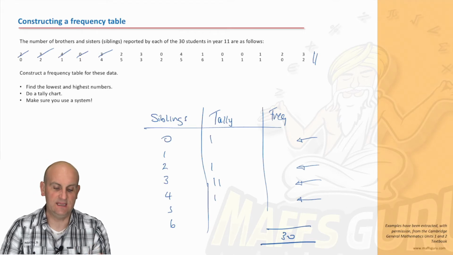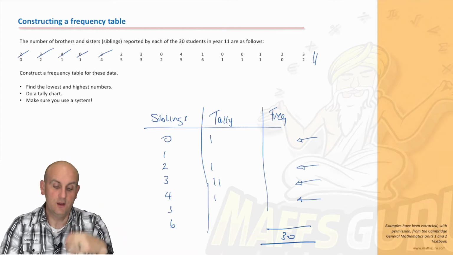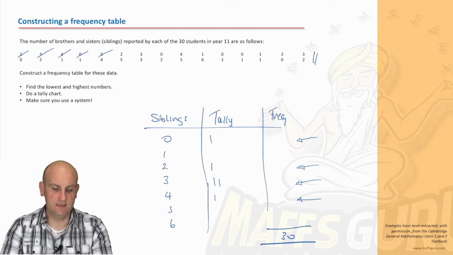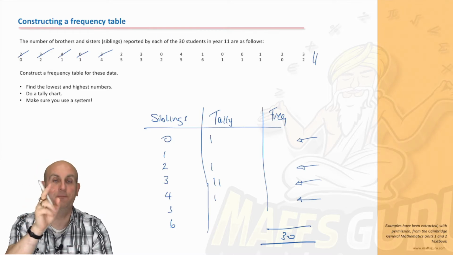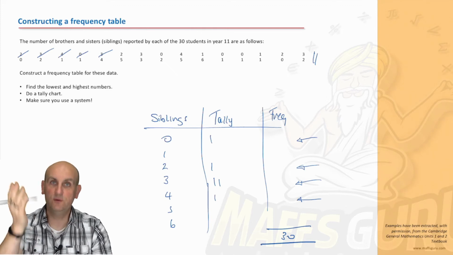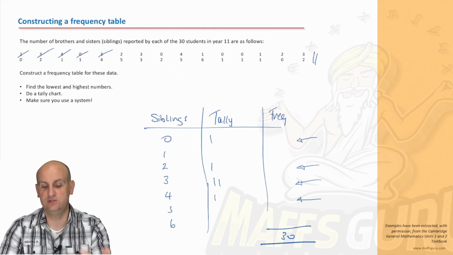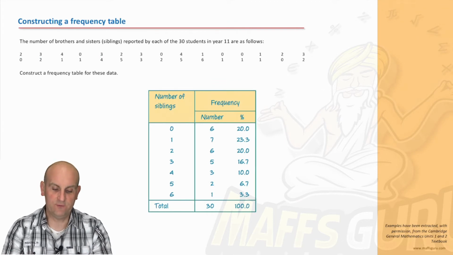Now again, as I say here, when you construct a frequency table, find the lowest number and the highest number, and then fill the numbers in between. Do a tally chart, it makes life easier, but make sure you use a system. So obviously I was doing number, number, number, number, number, and the chances are I'm not going to miss one. You notice I've always put lines through them. Again, it's just a check. And ladies and gentlemen, there we go. That is our frequency table.